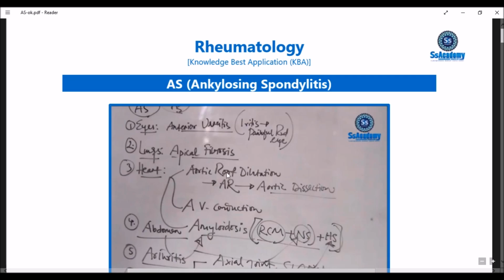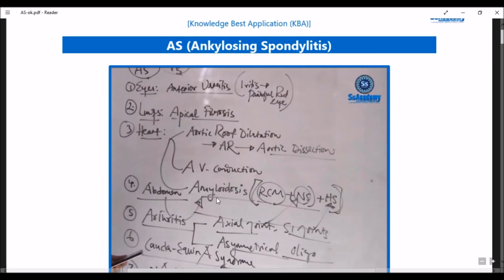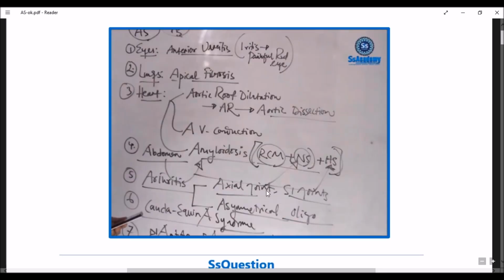In the heart, aortic root dilatation leading to aortic regurgitation and leading to aortic dissection. And also in the heart, AV conduction defects and amyloidosis. And with amyloidosis, whenever the topic comes up, think of restrictive cardiomyopathy, nephrotic syndrome, and hepatosplenomegaly. And in arthritis, there is axial joint involvement, especially the SI joints. Axial joint involvement is what names ankylosing spondylitis, so the spine as well as the SI joints is involved.